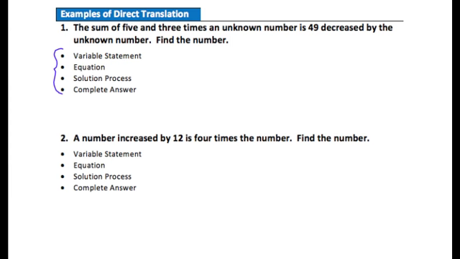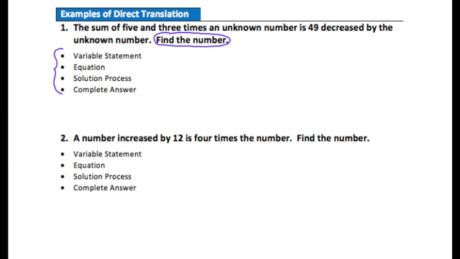For example, in question 1 we're asked to find the number. So we want to finish our problem here with the number equals such and such. Okay? Now let's go ahead and take a look at example 1. The sum of 5 and 3 times an unknown number is 49 decreased by the unknown number. Now that is a mouthful. That is a lot of information, and it is too much information to tackle at once. So what we do is we tackle it in small little phrases.